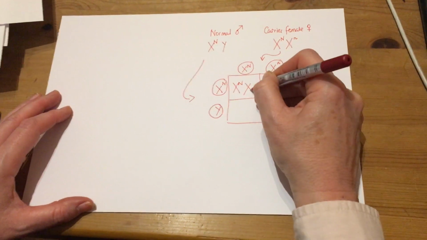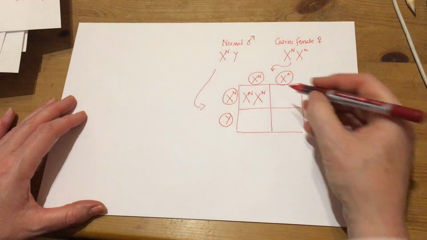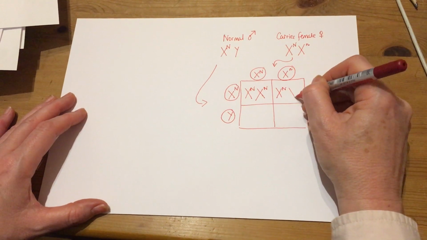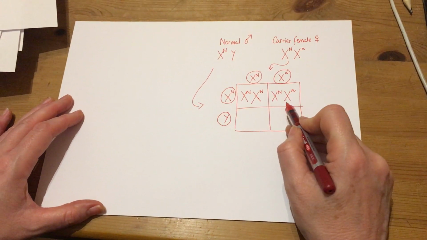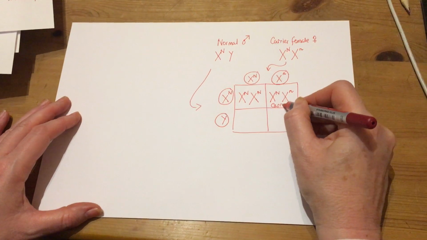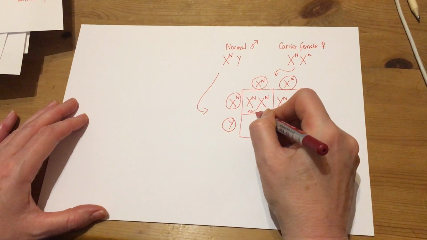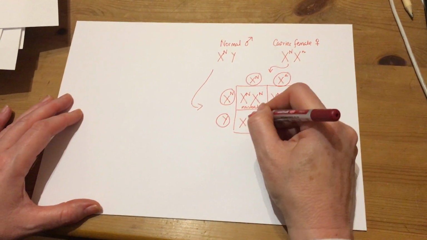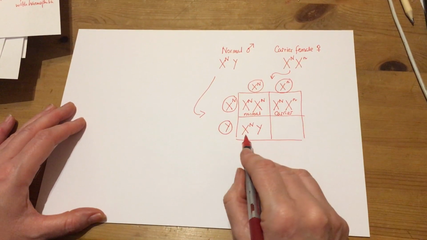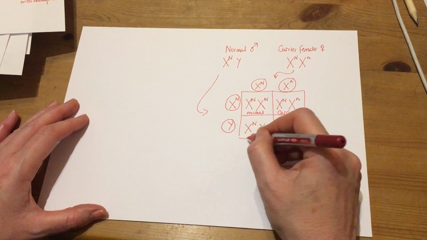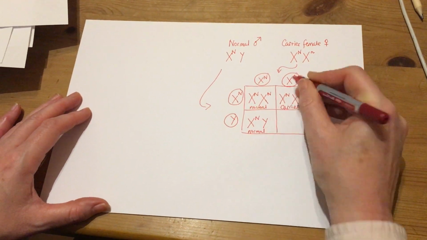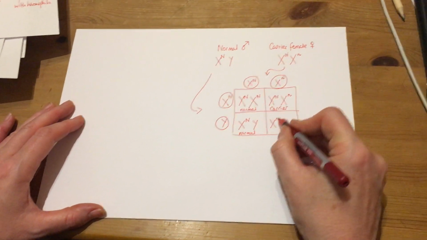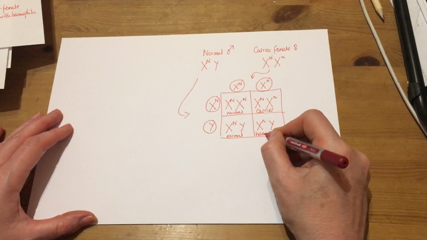Fertilize the sperm and the egg together. We have a female child, normal. Fertilize the egg and the sperm. We have a female child who is a carrier. Fertilize the egg and the sperm. Now we have a boy. Congratulations. Normal. We have egg and sperm, another boy. Unfortunately, this boy has haemophilia.